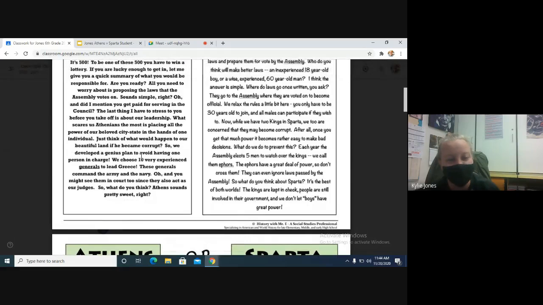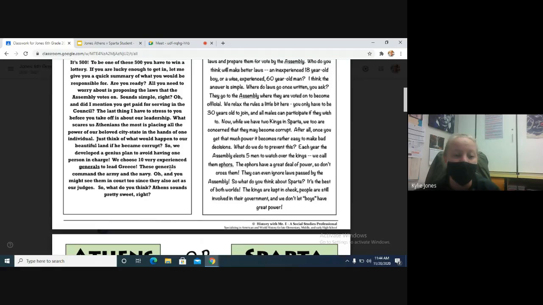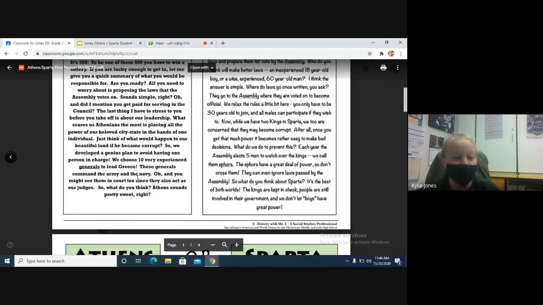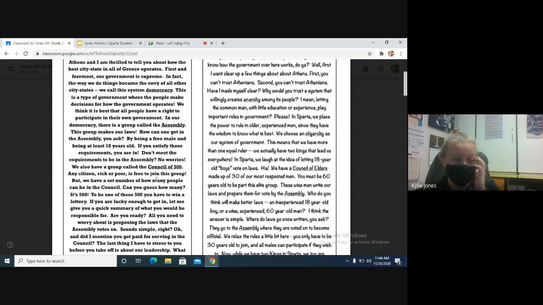We choose 10 very experienced generals to lead Greece. These generals command the army and the navy. Oh, and you might see them in the court too, since they also act as our judges. So what do you think? Athens sounds pretty sweet, huh? No? You guys don't think so? Yeah, I think so. I think it's okay.